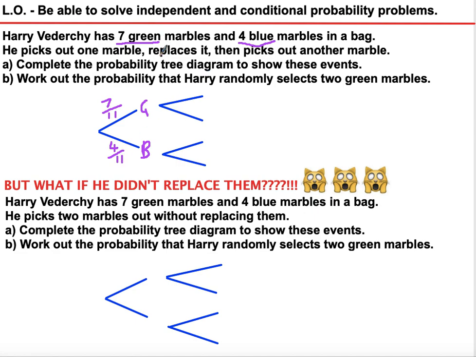Now, there's a crucial thing within this question, which you've always got to look for when you're dealing with probability tree diagram questions. He replaces it, and that means that the probability stays the same. So he puts the marble back in the bag, and therefore the probability of green on the second pick is still going to be 7 over 11. Even if he's picked a green one on the first pick, the probability of blue is also going to remain as 4 over 11.